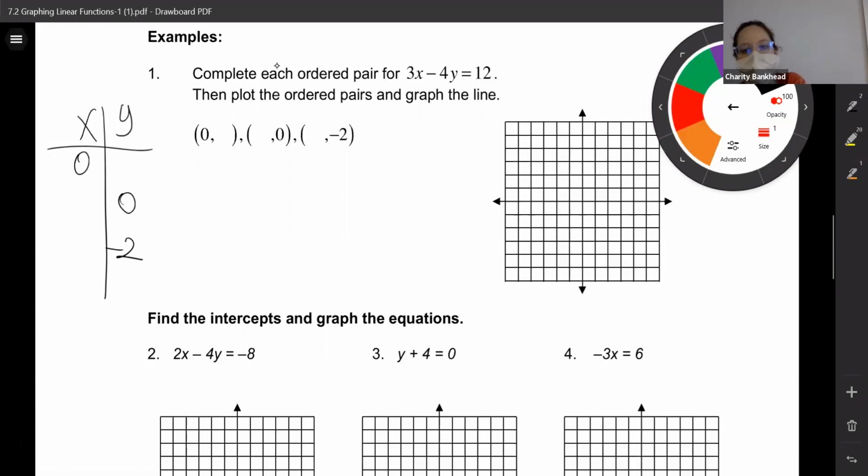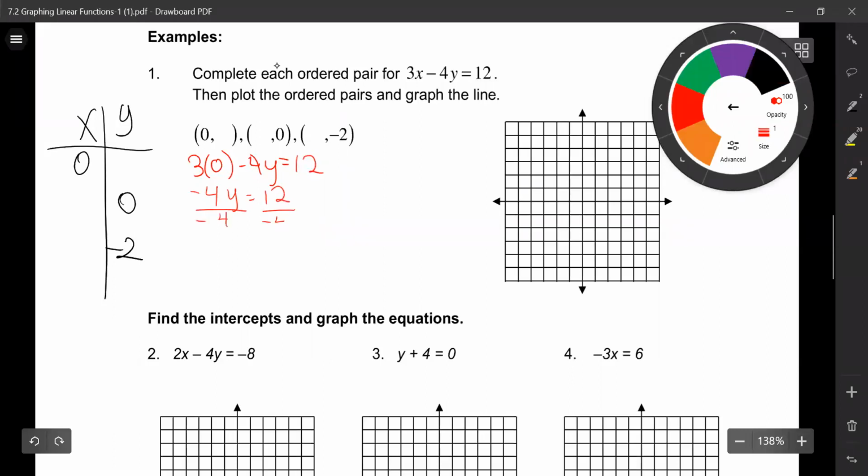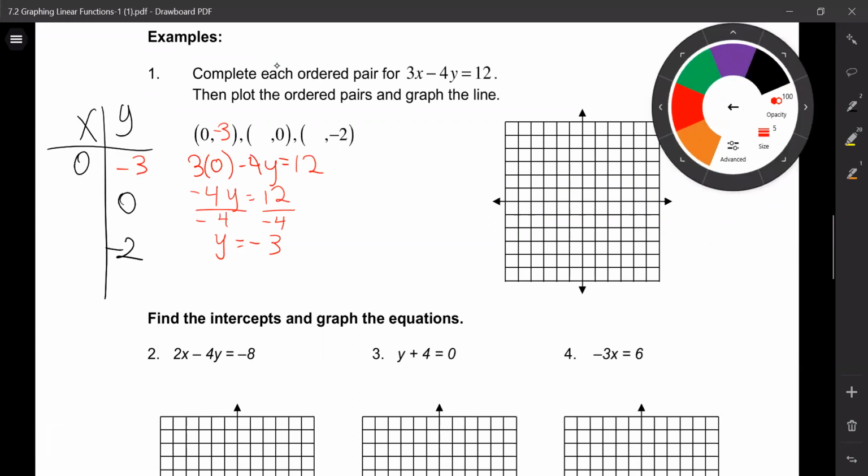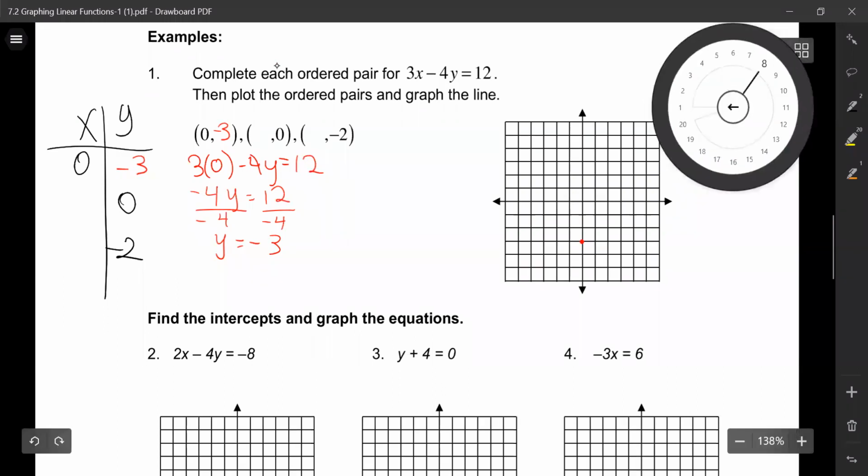All right, so if we plug in 0 for x, so that would be 3 times 0 minus 4y equals 12. So 3 times 0 is 0, so that's just -4y equals 12, and then divide both sides by -4. So that'll give you y equals -3. So when x is 0, y equals -3. So (0, -3) is going to be one of the points on the graph. So we go ahead and plot that. There you go. So it's on the y-axis at -3.